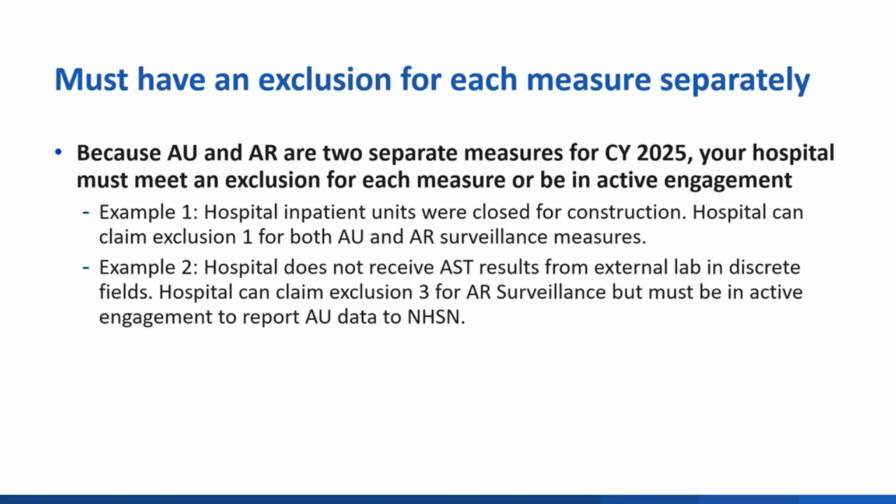In my second example, a hospital does not receive susceptibility results from their external lab in discrete fields. In this case, the hospital can claim an exclusion 3 for the AR surveillance measure, but they need to be in active engagement to report AU data into NHSN since they don't have an eligible exclusion for AU data. Next slide, please.